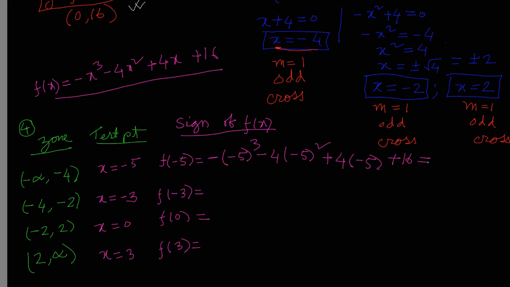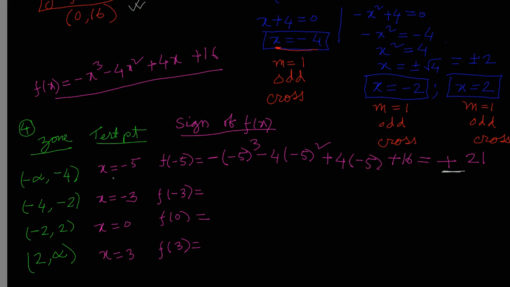So if you punch the numbers, we get 125 minus negative 100, minus 20 plus 16. So I found it to be positive 21. Okay, I don't care about the number 21 itself. For me, most important is that it is a positive sign.